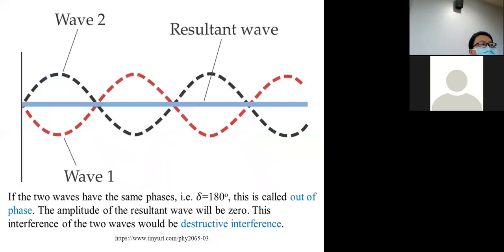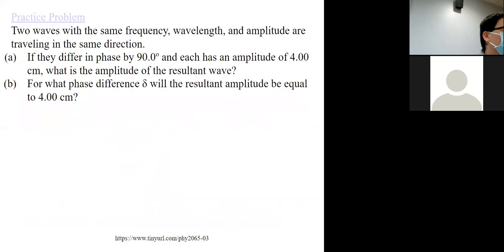When delta is equal to 180 degrees, or pi, that means they have a phase shift of 180 degrees. Then they are called out of phase. They will be canceling out each other. That's called destructive interference. So this is what happens from the mathematical point of view when two waves interact with each other.